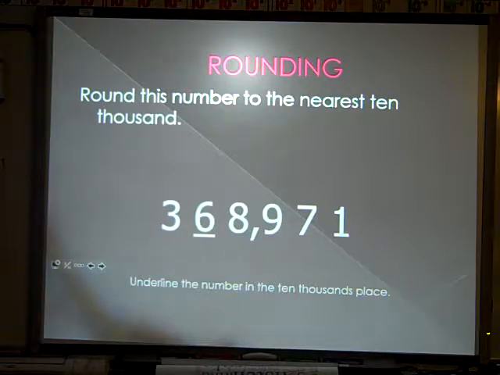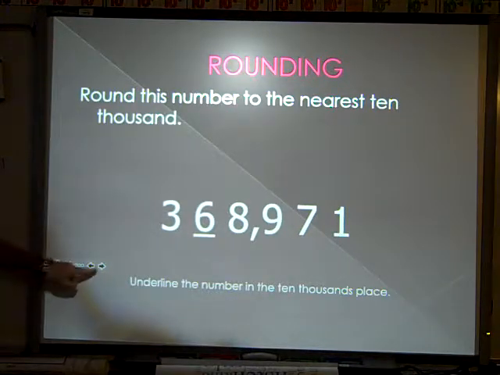Why do you think I underlined that 6? Because it's in the 10,000s place. Because that 6 is in the 10,000s place. Now that is the only thing that I use that your 2nd, 3rd, and 4th grade teachers taught you, underlining that digit. Because I want you to make sure you're focusing on the right digit to round. Does that make sense? Yeah. Okay. So I know that 368,971 has a 6 in the 10,000s place.